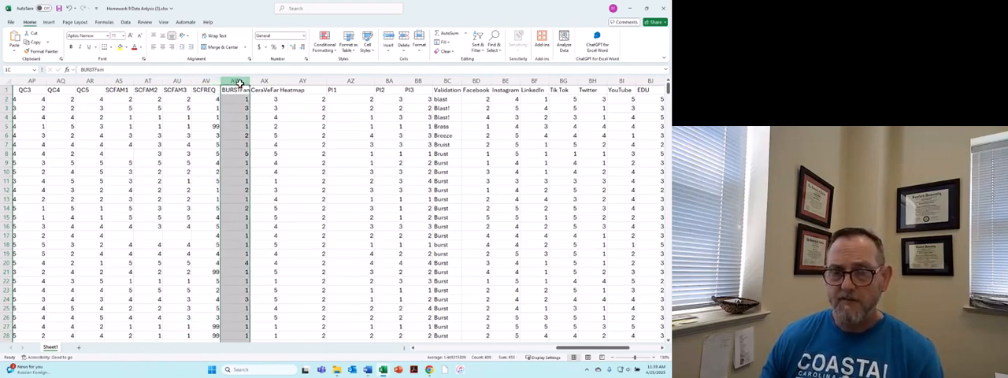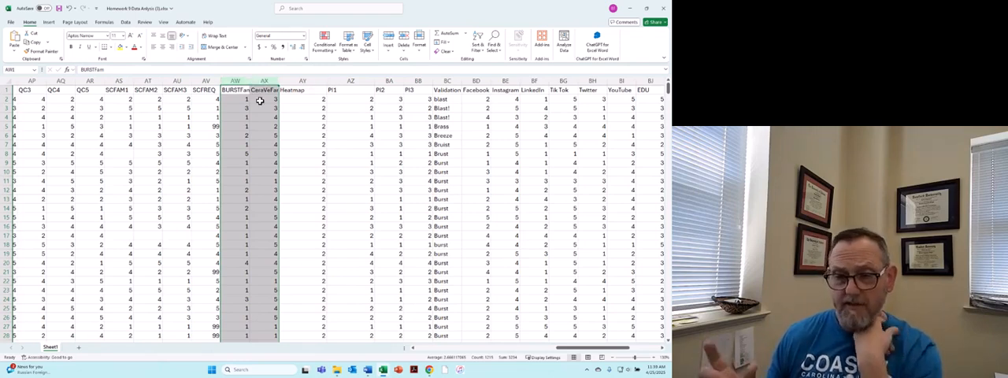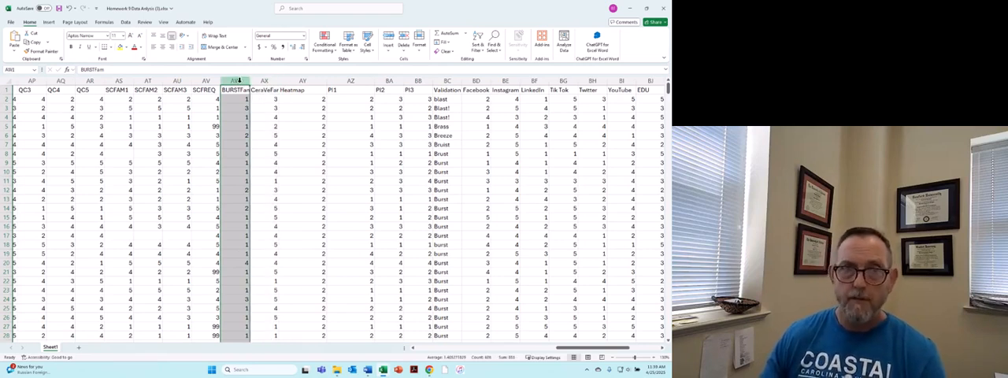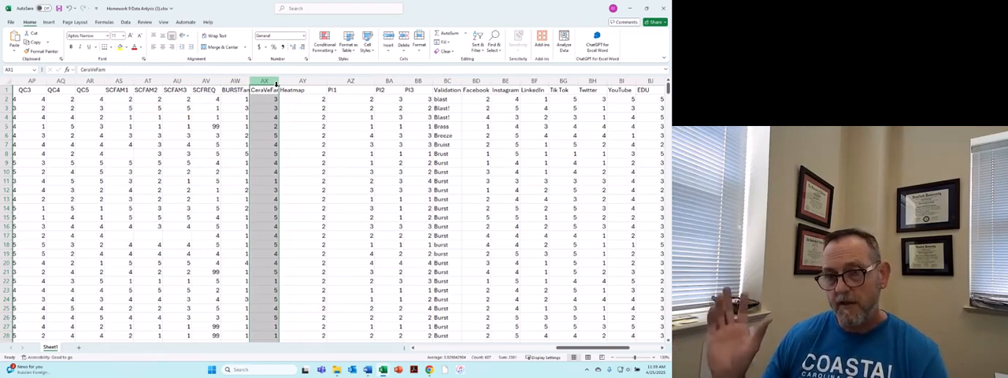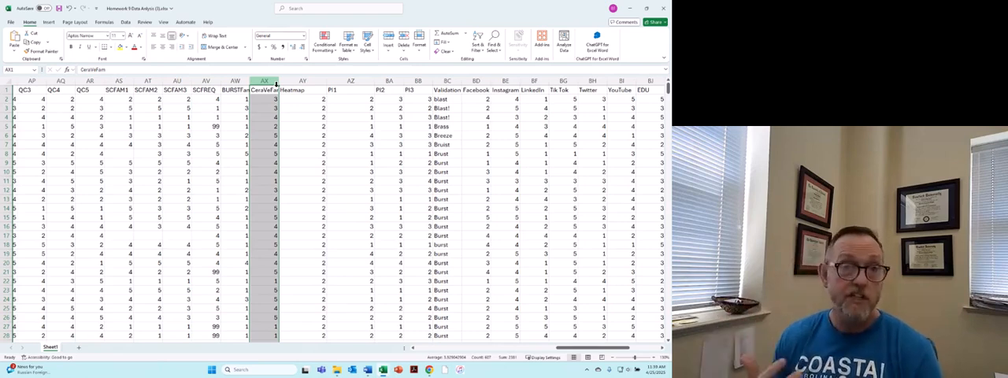We have a couple test variables to confirm that the treatment was effective in familiarity. So people should not be familiar with the Burst. So the average of this column here should be very low. Familiarity with CeraVe should be very much higher, and it is. So that is a manipulation check. It's a check to make sure that the treatment of the ads does what we want it to do.